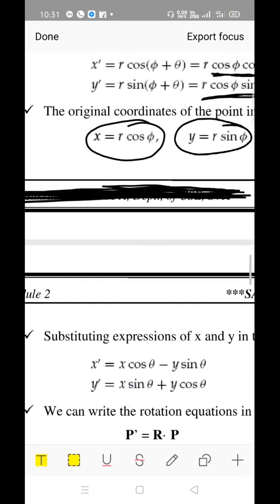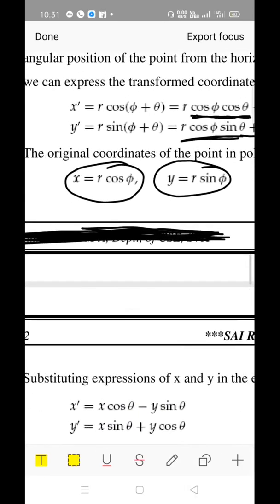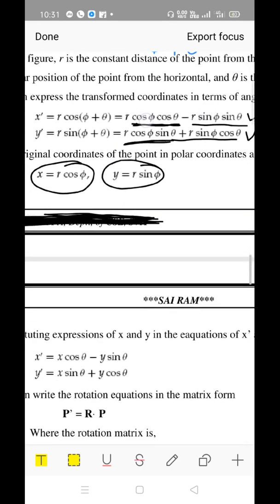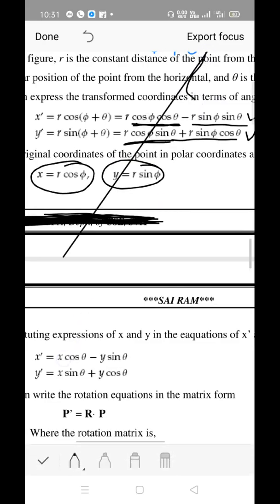Now substitute these values, r cos phi and r sin phi, as x and y in the above equation. See, we are getting r cos phi here. Observe carefully.